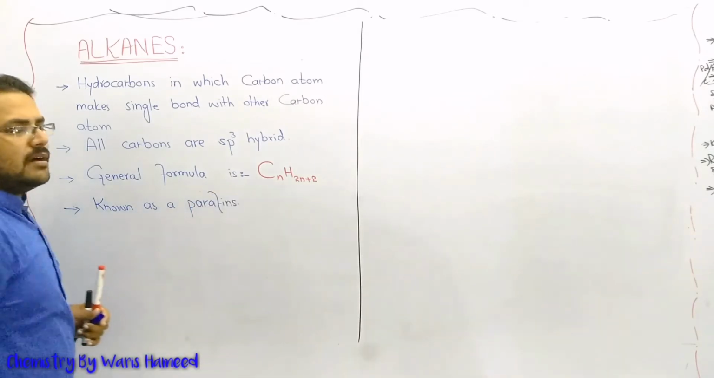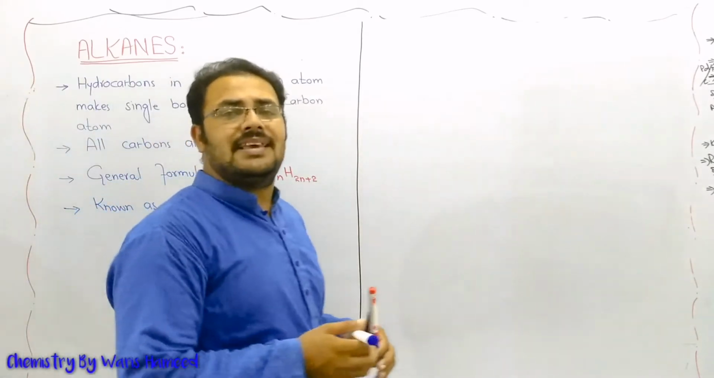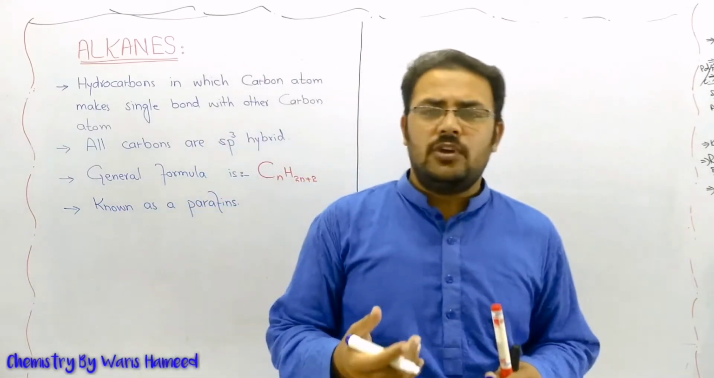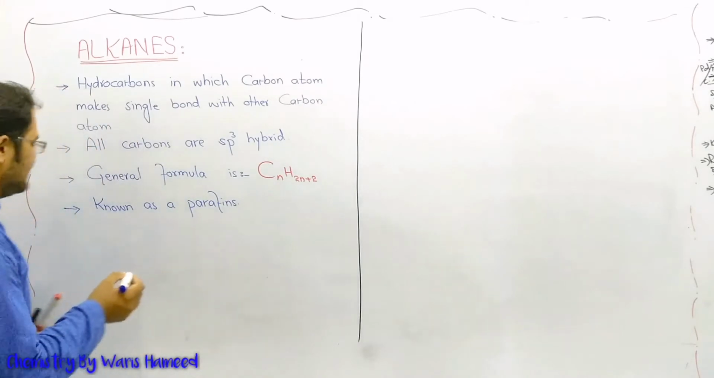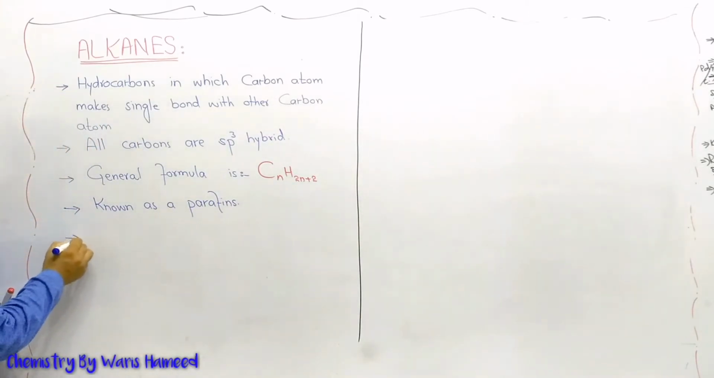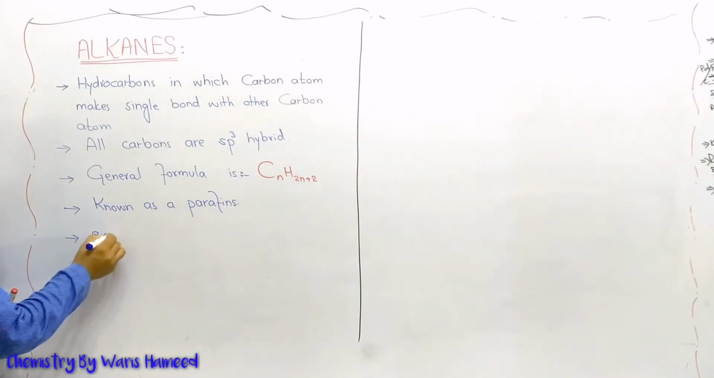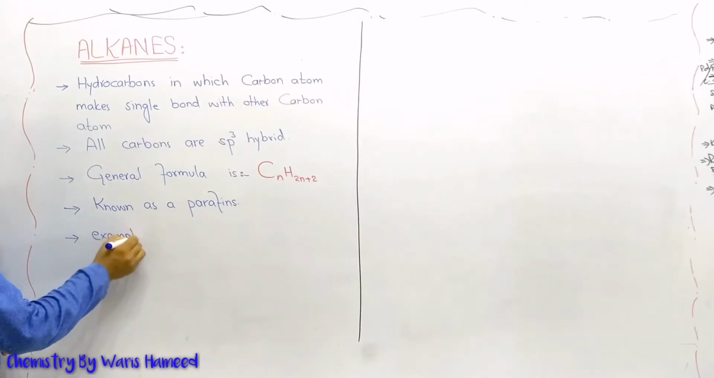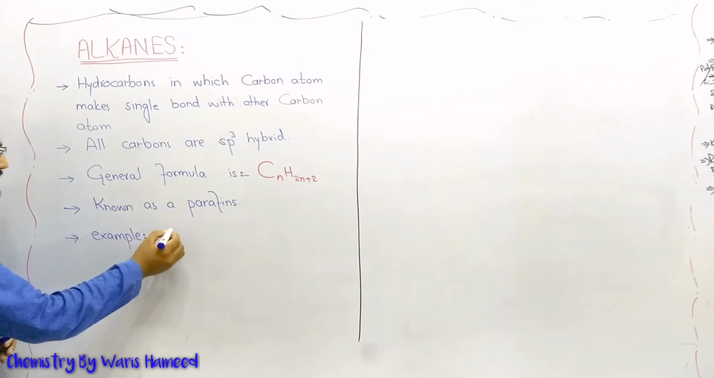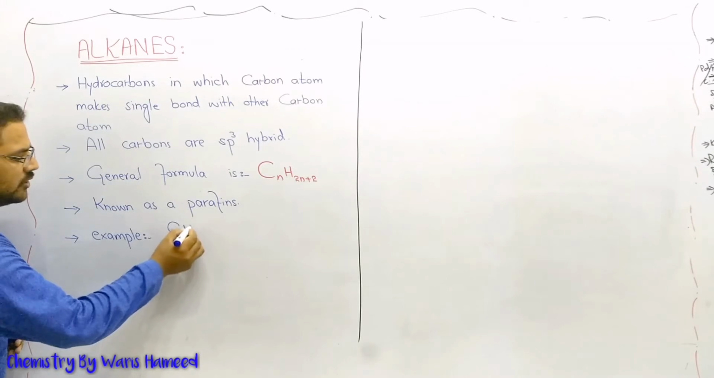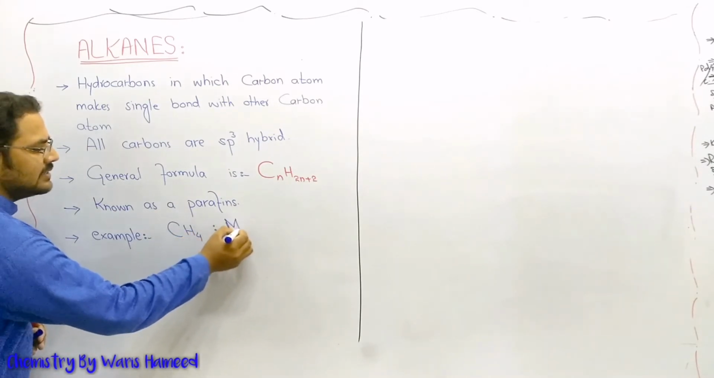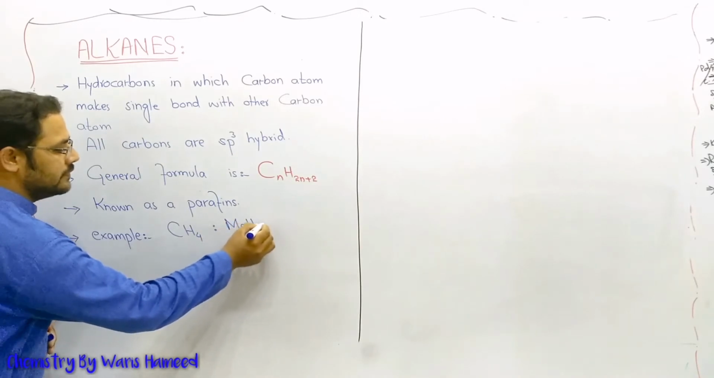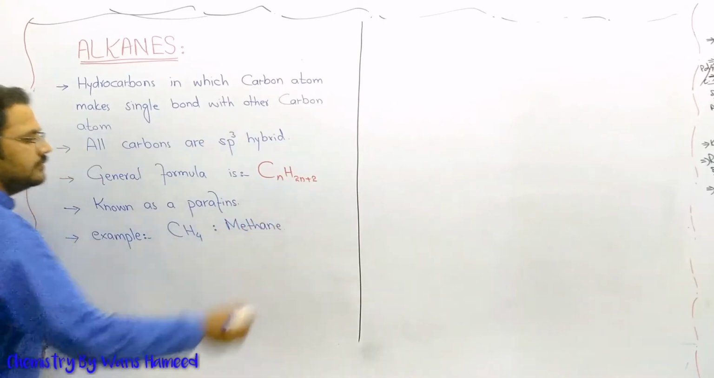Why are alkanes known as paraffins? Because they are least reactive, so we also name them paraffins. The simplest example is methane, CH4, and methane is also known as natural gas.